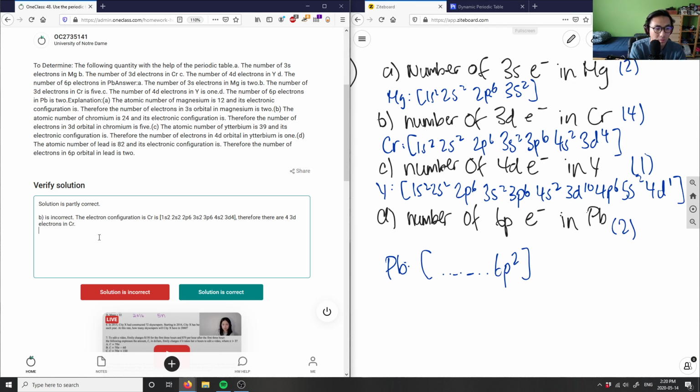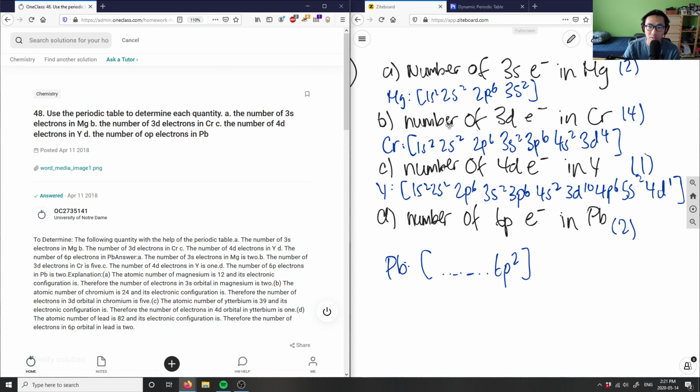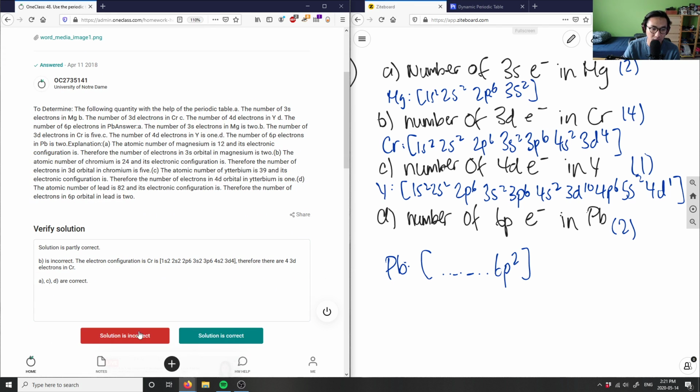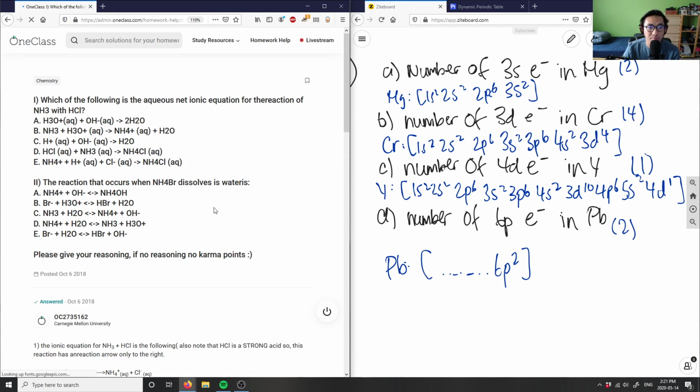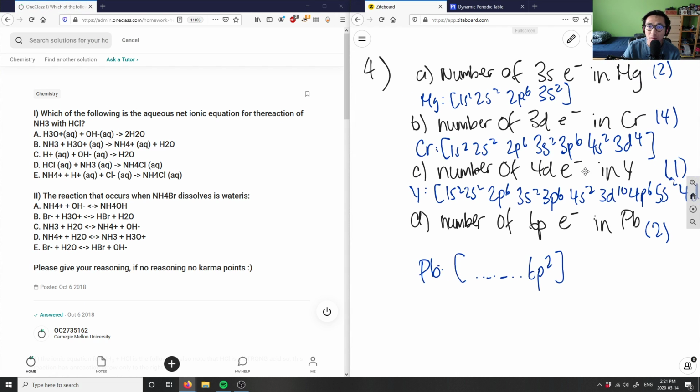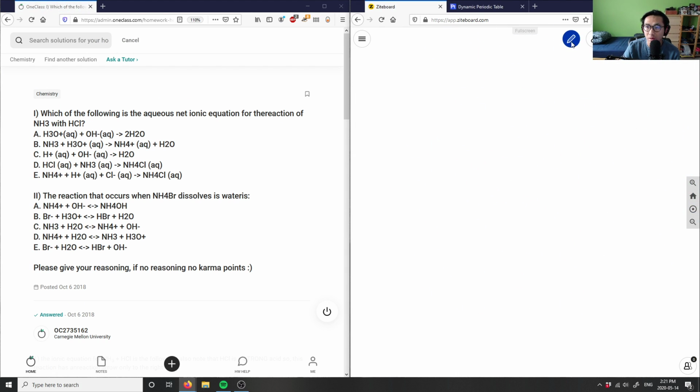So A, C, D are correct. For this case, I'm just going to write incorrect so I can correct the question. This is question B here. So I'm going to write incorrect here just to correct part B here. Okay, that's question 4.